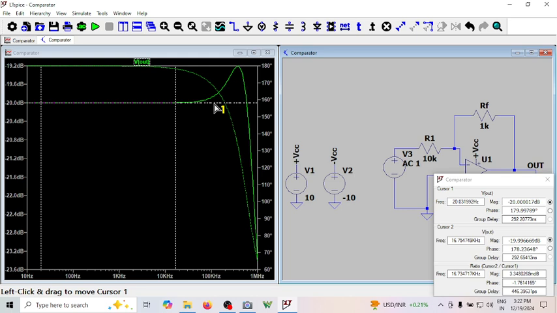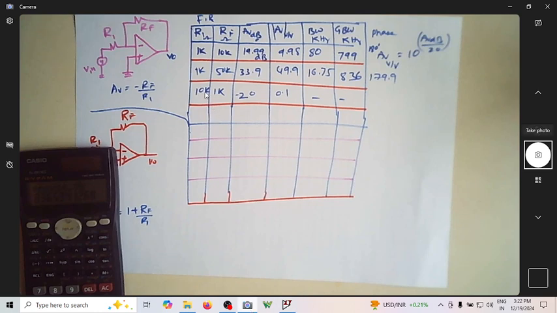Minus 20 dB is actually 0.1, and the bandwidth and gain bandwidth product are not relevant. For 10K and 1K, as per this ratio, the gain should be minus 0.1. And 0.1 is nothing but minus 20 dB. Again, minus 20 dB corresponds to 0.1 as the gain. When dB is negative, the gain is less than 1. So the bandwidth and GBW are not relevant since the gain is less than 1.